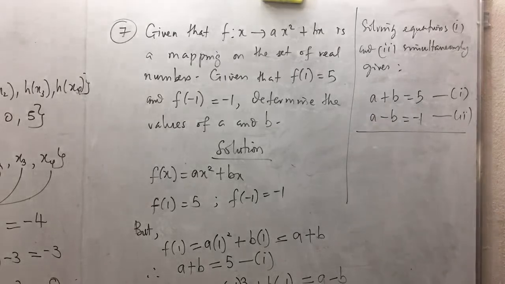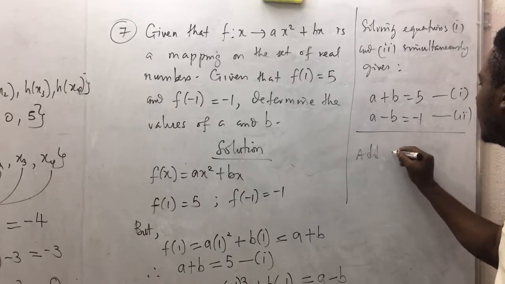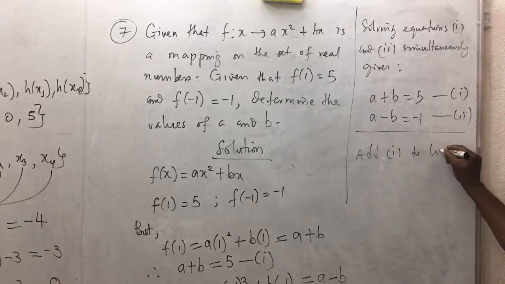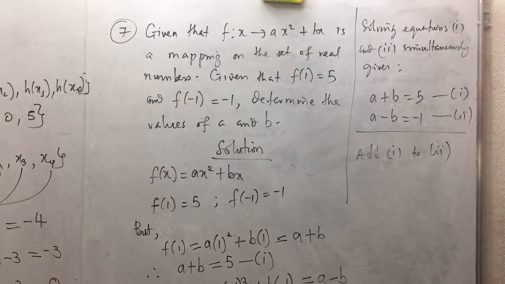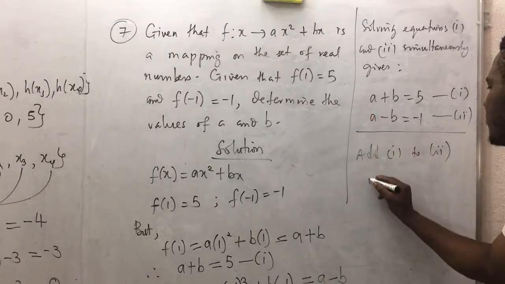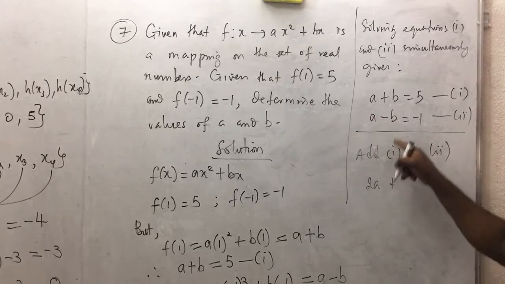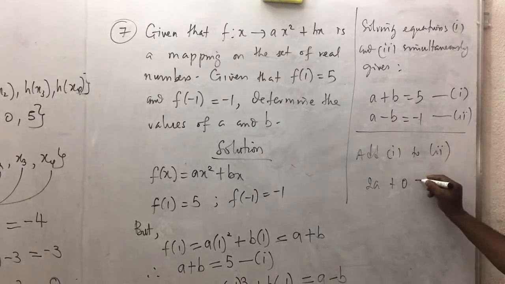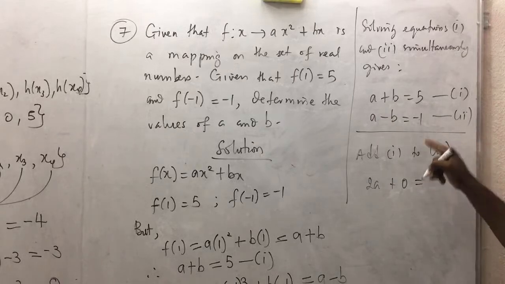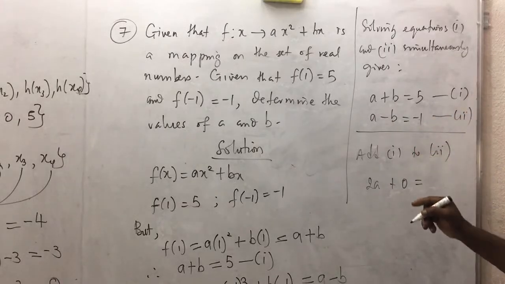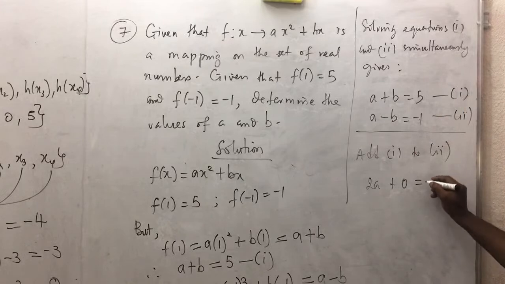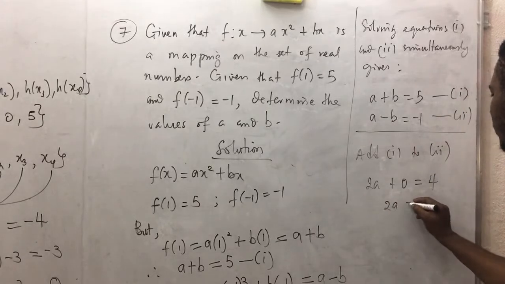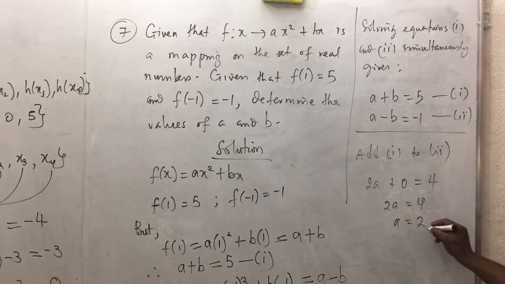I'm going to be eliminating b. How am I going to eliminate b? I'm going to add equation 1 to equation 2. If I add equation 1 to equation 2, b will be eliminated. So a plus a will give me 2a, and b plus minus b will give me 0. So 2a plus 0 will give me 5 plus minus 1, and 5 plus minus 1 is 4. So that will now mean 2a is equal to 4 and a will be equal to 2.